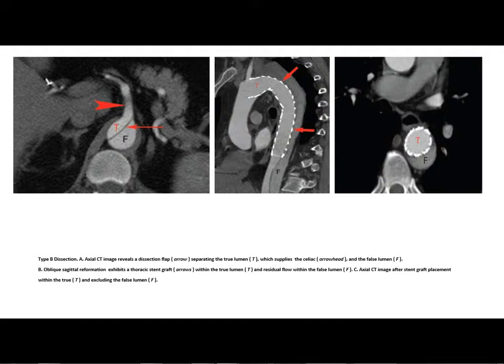This fenestration prevents progression and prevents ischemia of the vessels arising from the false lumen.